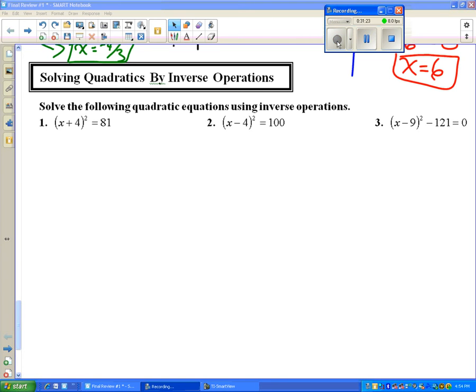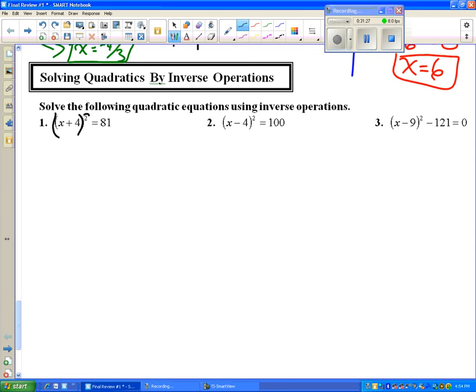So the first thing I want to do, well, the quantity squared is by itself. So what I want to do here, first and foremost, is square root to get rid of that square. The square and the square root cancel, leaving x plus 4. The square root of 81 is 9, but it's also negative 9. All of these, except for special cases, should have two answers.